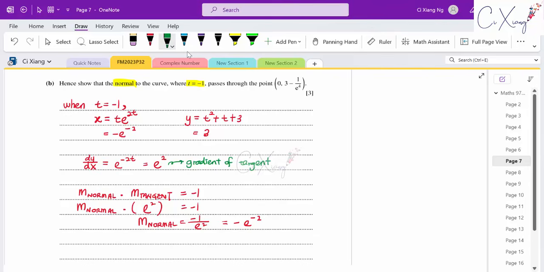And this is the gradient of normal. Okay, I have the gradient of normal, and I have the passing point that passes through the normal as well. Therefore, I can form the equation of normal.